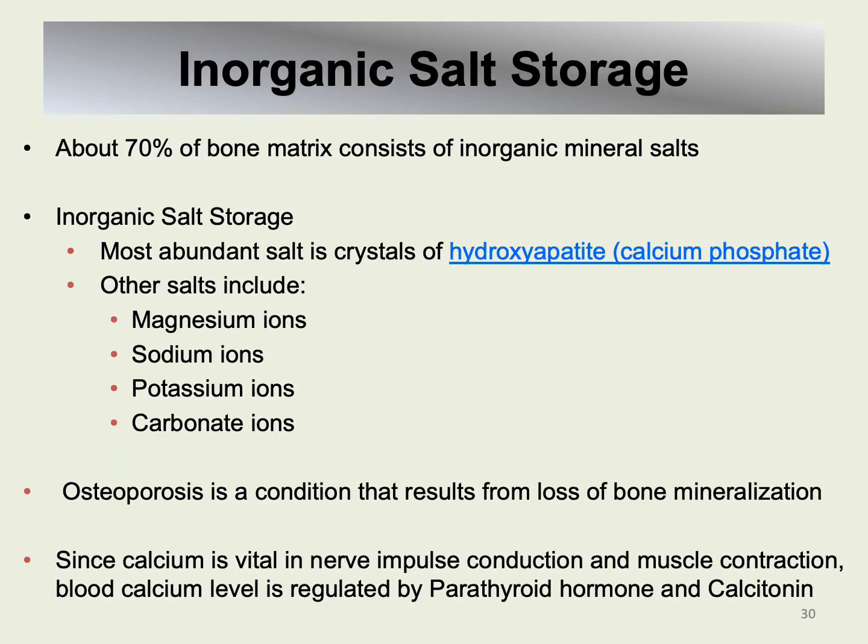Inorganic salt storage, about 70% of the bone matrix consists of inorganic mineral salts, and the most abundant salt is a crystal of hydroxyapatite or calcium phosphate. So calcium phosphate is the most abundant salt.